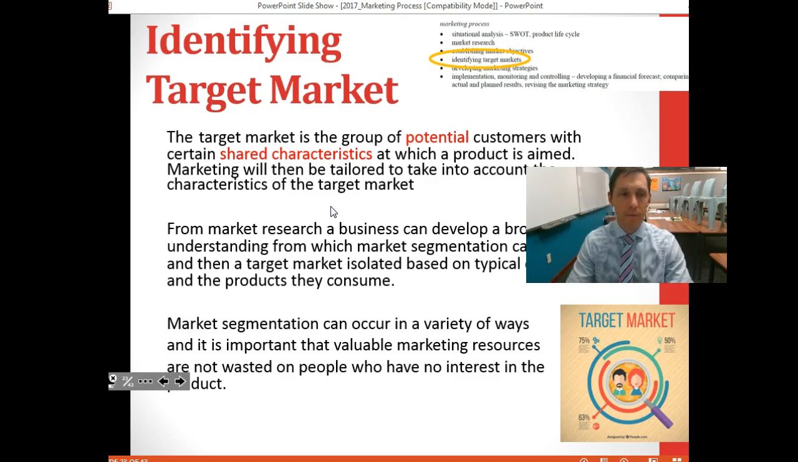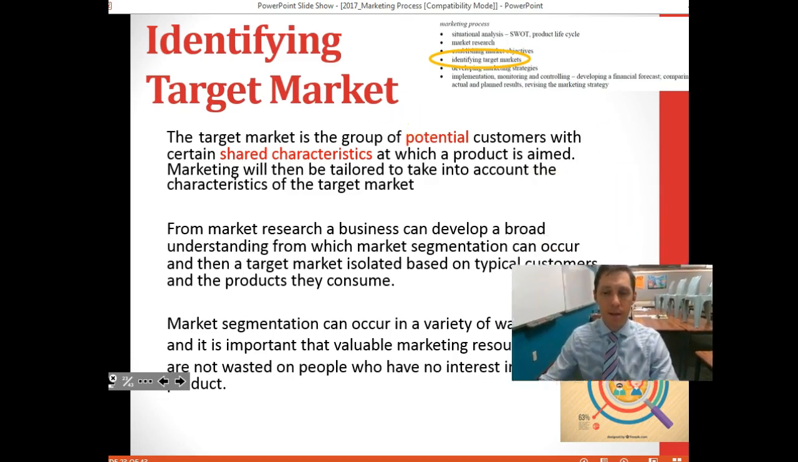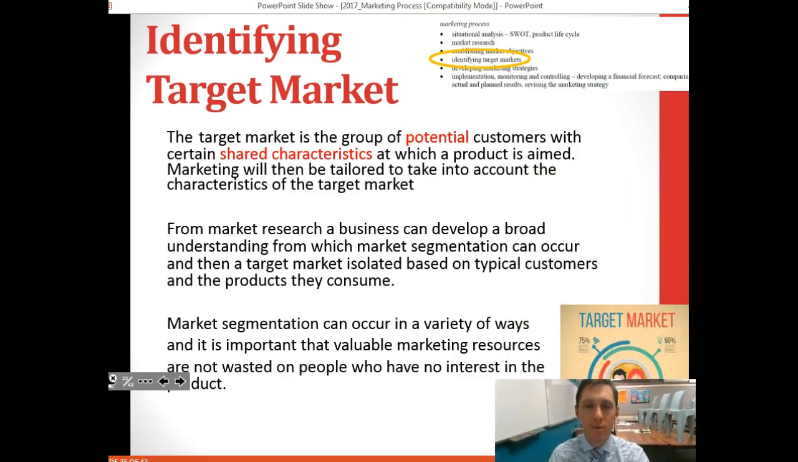timely. Following on from establishing its objectives, so for example, a 5% increase in market share over the next 2 years, the next thing the business would seek to achieve is identifying who is the target market for this business. And the target market is the group of potential customers, as you can see on your screen, the group of potential customers with certain shared characteristics, so similar characteristics, at which a product is aimed. Marketing will then be tailored to take into account the characteristics of that target market.